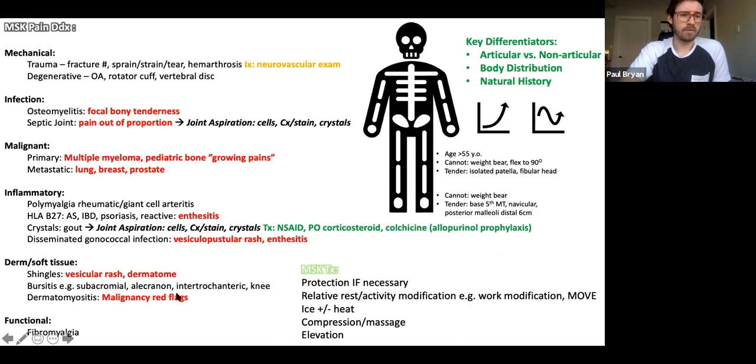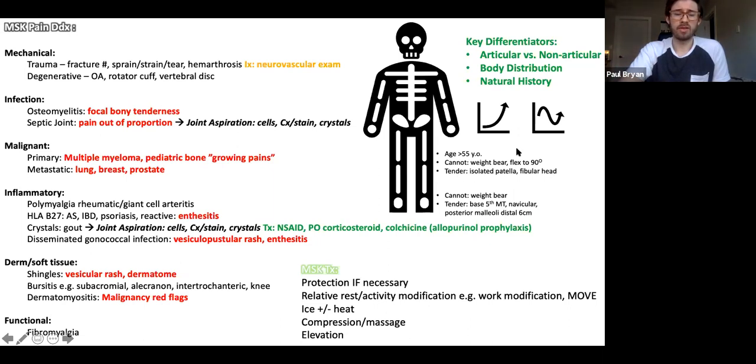And then the derm stuff as well, right? Dermatomyositis is a derm red flag for muscle pain. And then there's functional stuff like fibromyalgia. These MSK treatments are just things that you can put as options for management when you're not sure, but it's an MSK injury. So it's just kind of a cheat sheet.